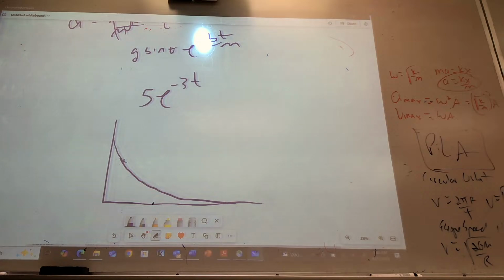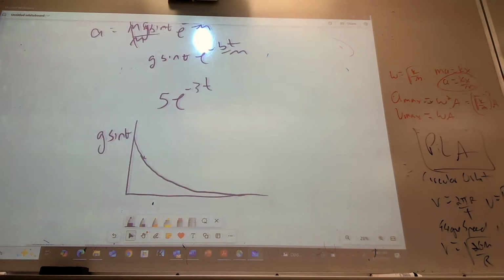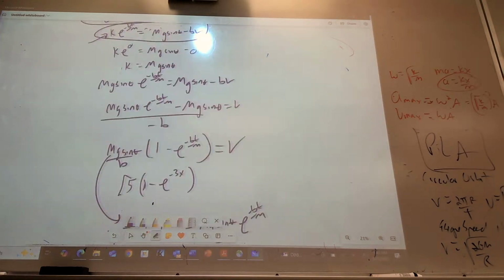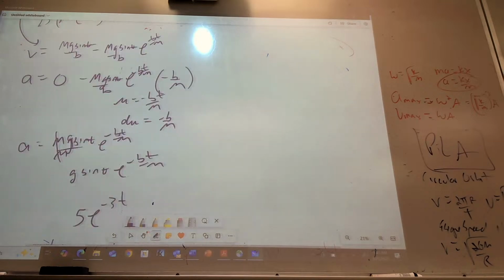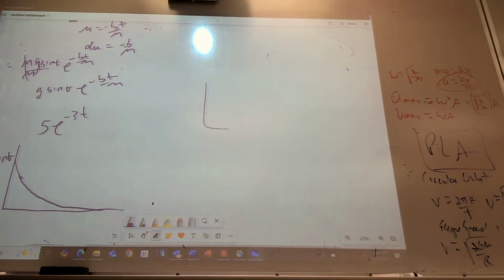Did you see this? Where does the 5 show up? Naomi, where's the 5? It's the y-intercept. It's g sine theta. So it's the equivalent of g sine theta. Okay, now, so what do you need to remember on this? When you're reaching terminal velocity, the velocity graph will always look like this. So if they ask you to draw terminal velocity, just draw that, even if we didn't do all this.